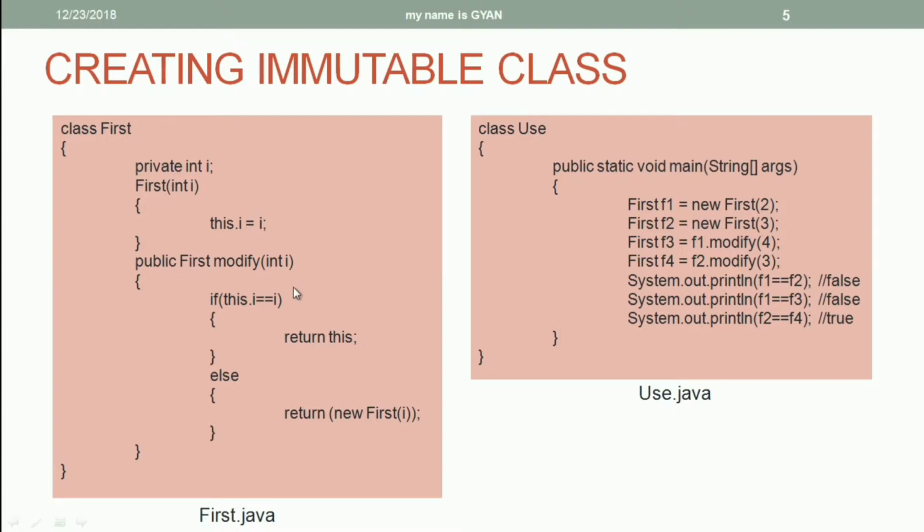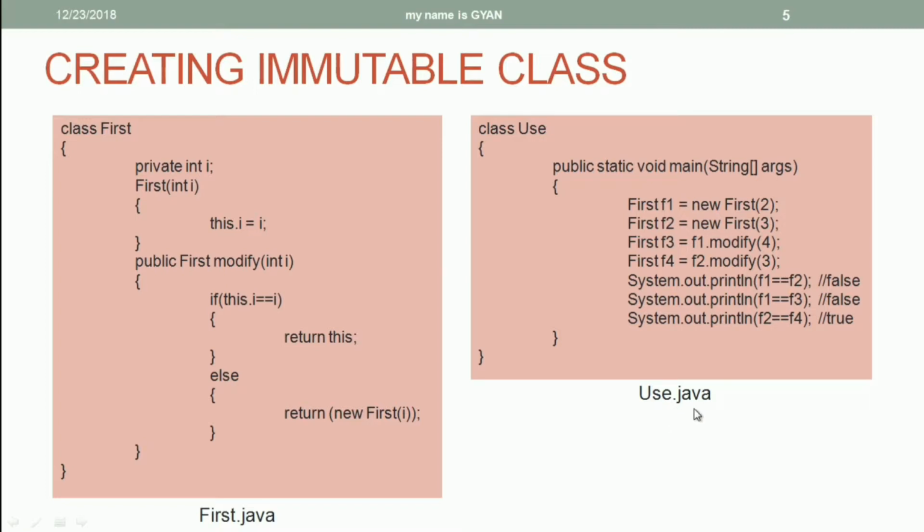But if the argument passed to the method modify is not equal to the field i, then in that case we need to create a new object of type First and return the reference to the newly created object. And at this time we will create the new object with the argument which has been passed to the method modify. So in this case we are creating a new object and returning the reference to the newly created object.